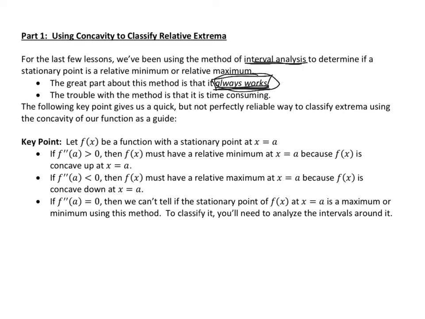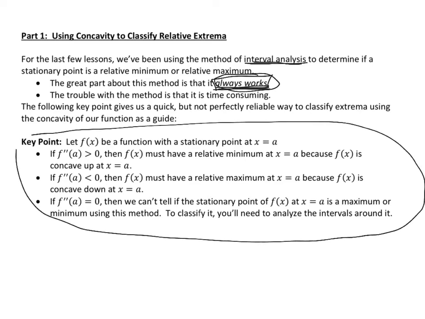The next key point is going to give us a quick but not perfectly reliable way to classify extrema using the concavity of our function as a guide. So what that means is that this method, when it works, is faster, but when it doesn't work, you're going to need to go back to using the interval method that we had from before. So with that said, let's get into this idea.